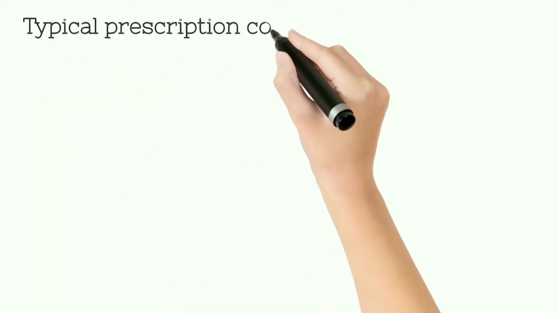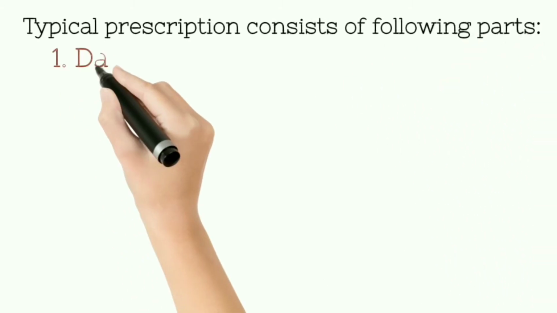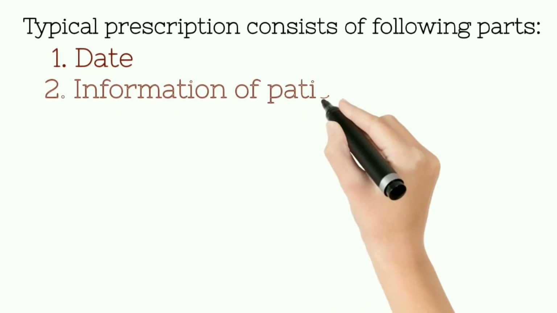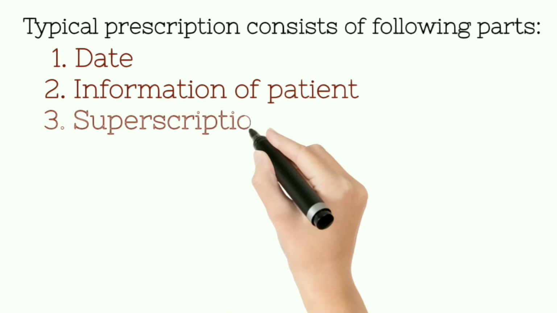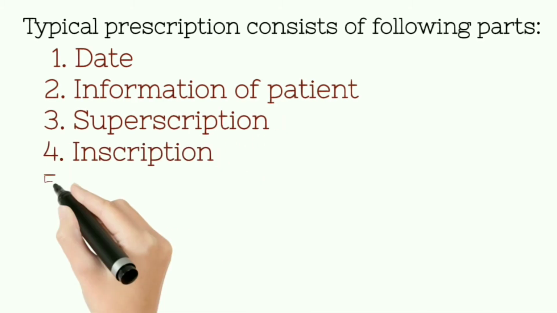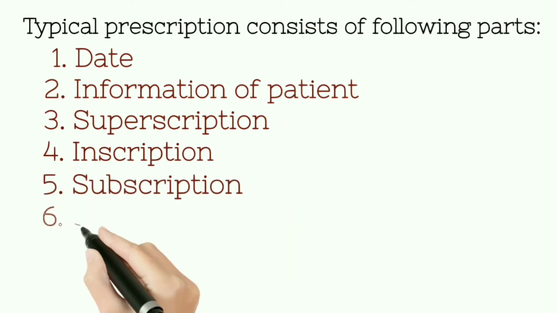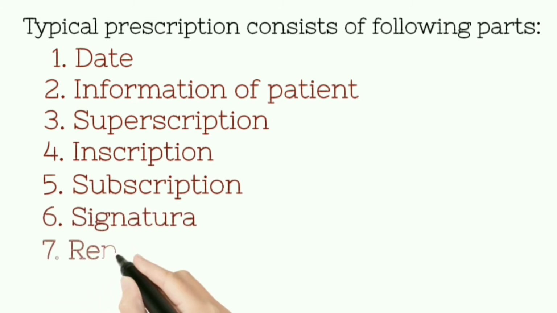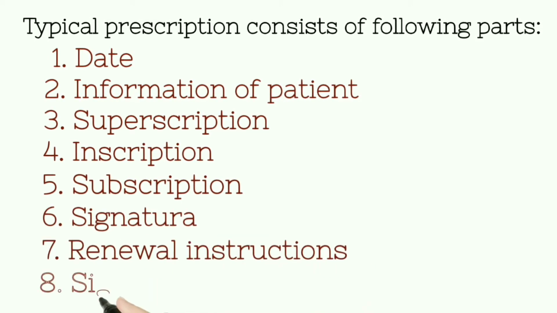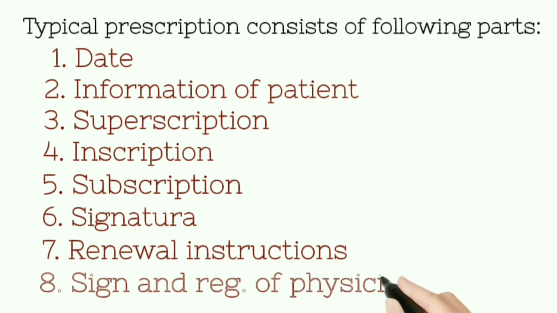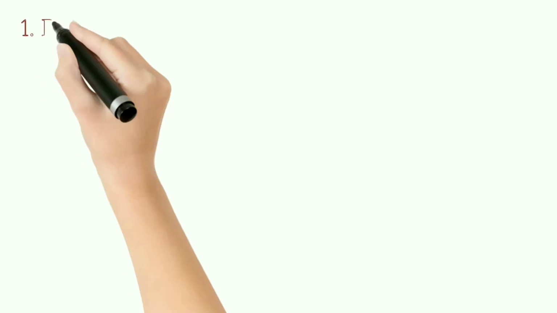A typical prescription consists of the following parts. First, date. Second, information of patient. Third, superscription. Fourth, inscription. Fifth, subscription. Sixth, signatura. Seventh, renewal instructions. And finally, signature and registration of the physician. We will see these parts one by one.